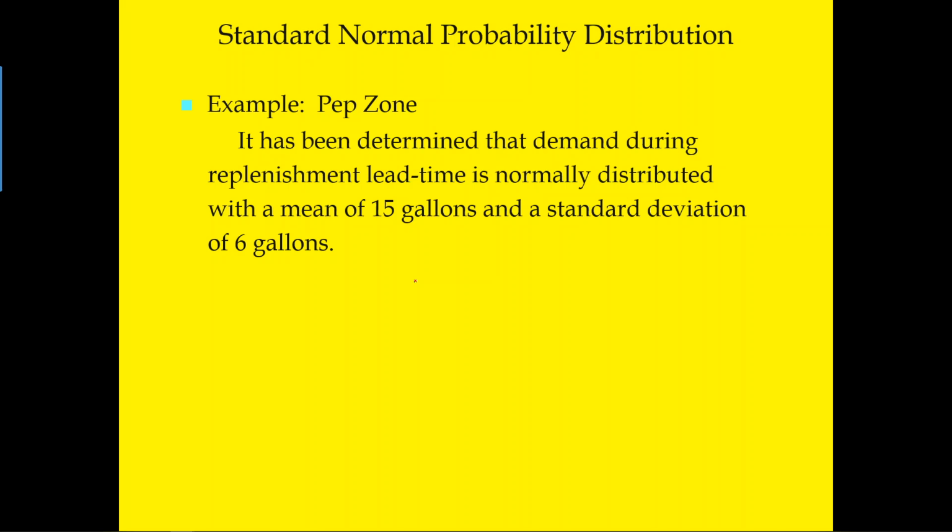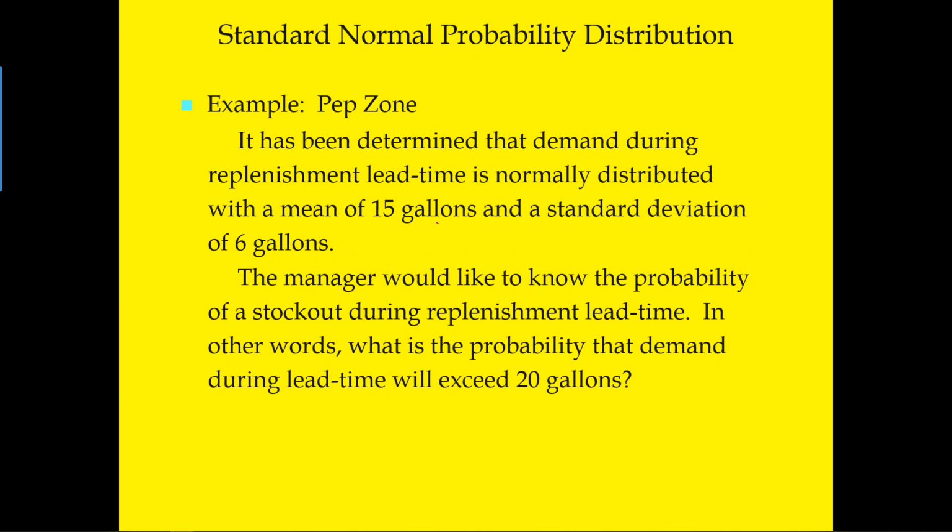It has been determined that demand during the replenishment lead time is normally distributed. The keyword, so now you know this is a normal distribution with mean equal to 15, so mu equals 15, and standard deviation equal to 6, sigma equals 6. So now we actually know the values mu and sigma. That's the key we need in order to use Excel. And then the manager would like to know the probability of a stock out during replenishment lead time. In other words, what is the probability that the demand during the lead time will exceed 20 gallons? So this is the value we are trying to get, a probability for x larger than 20.